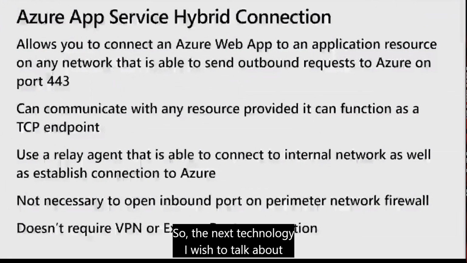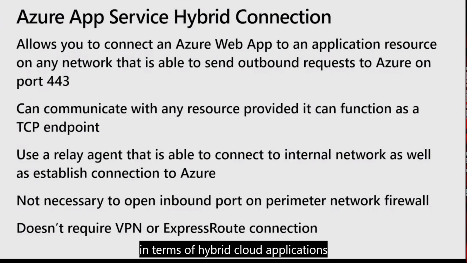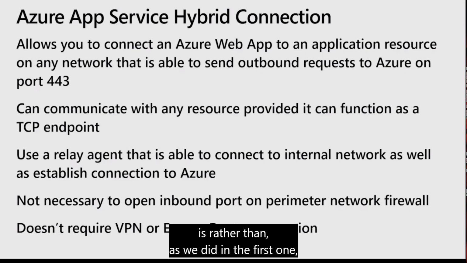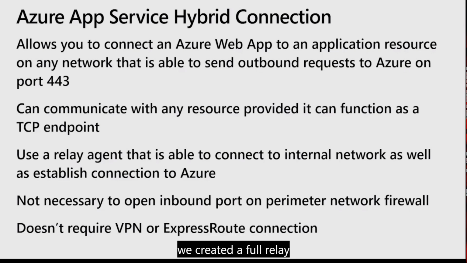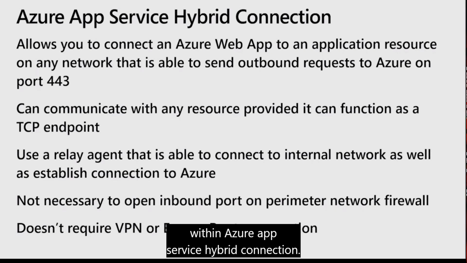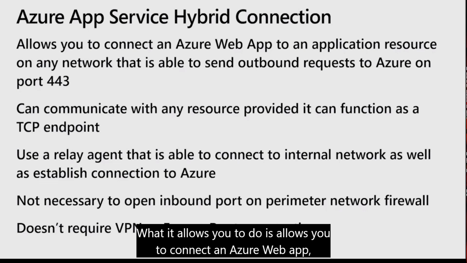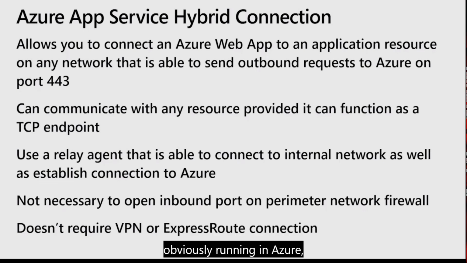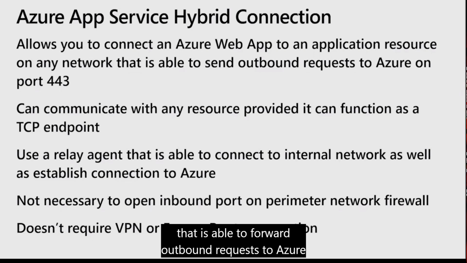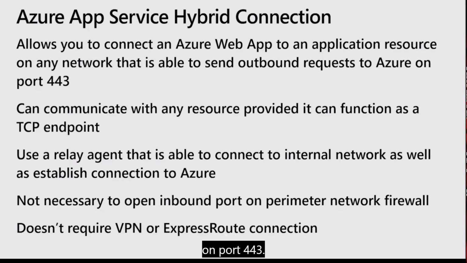So the next technology I wish to talk about in terms of hybrid cloud applications is the Azure App Service Hybrid Connection. So the idea of this one is, rather than, as we did in the first one, where we created a full relay from Azure to your on-premises application, with an Azure App Service Hybrid Connection, what it allows you to do is connect an Azure web app, obviously running in Azure, to an application resource on any network that is able to forward outbound requests to Azure on port 443.